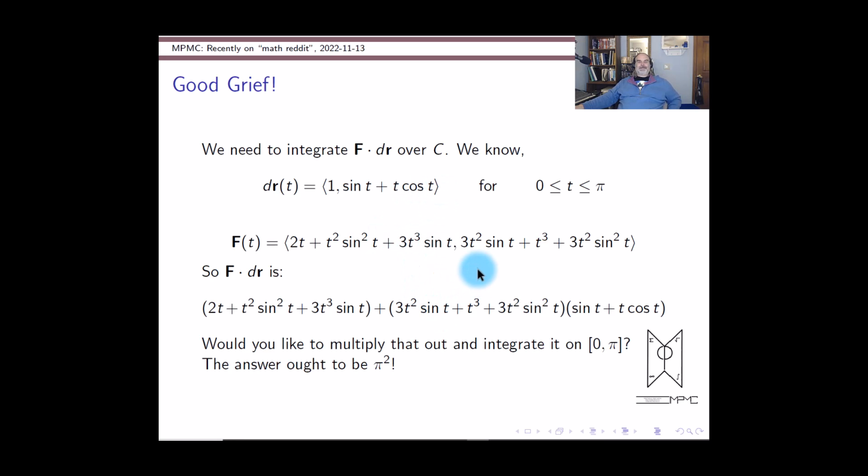You want to do it? I don't want to do it. We could do it, right? This is f dot dr all blown out into a single function of t. We would have to integrate from 0 to pi. Once we're done, it better be pi squared, because that's the answer we already know about from the easier version of this problem. But we could do it with parametrics. I don't want to, so I'm done.